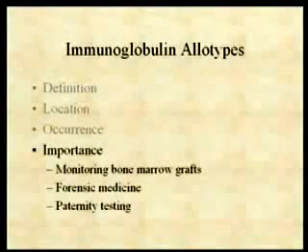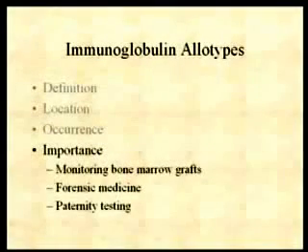All right. So what are the allotypes used for? Well, there are a number of practical applications of the use of allotypes. One is in monitoring bone marrow grafts. What do you do in a bone marrow graft? In the recipients, for whatever reason, the bone marrow, if it's either not functional or has been destroyed because you're trying to deal with a tumor, you get rid of the recipient's bone marrow, basically, by irradiation or by chemical treatment. And you're going to repopulate the bone marrow with the transplant from the donor.